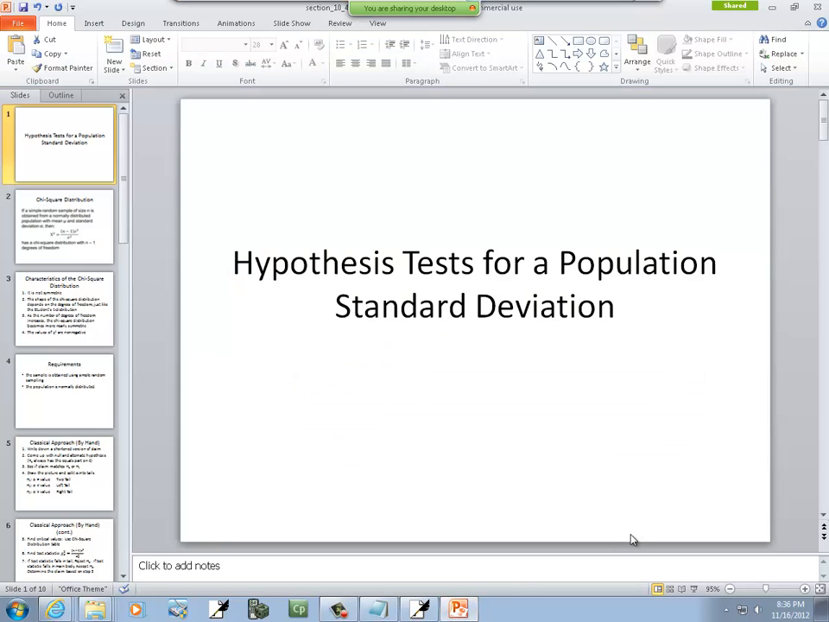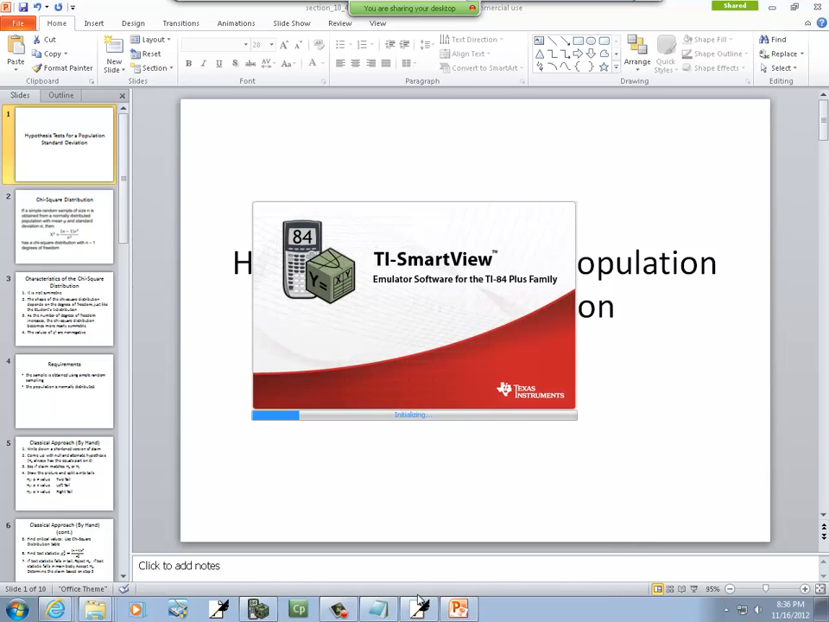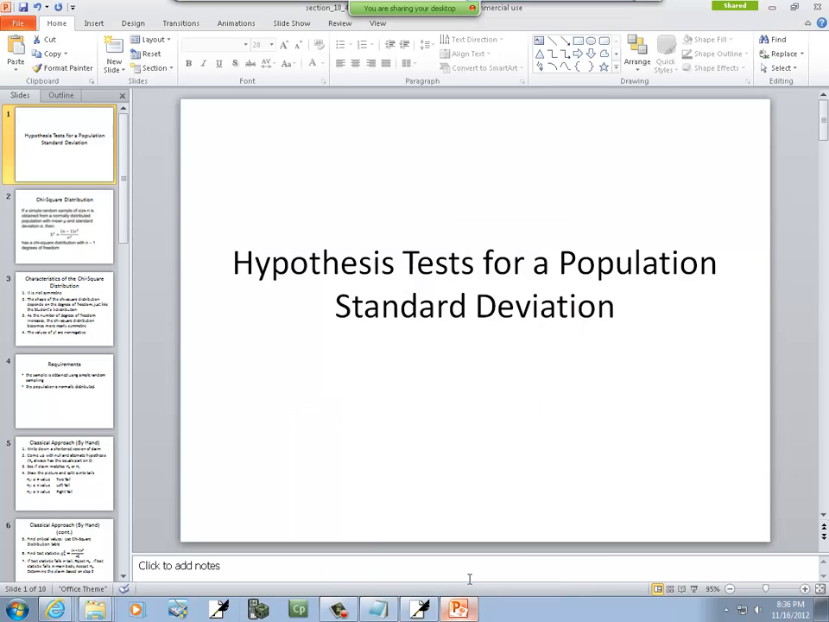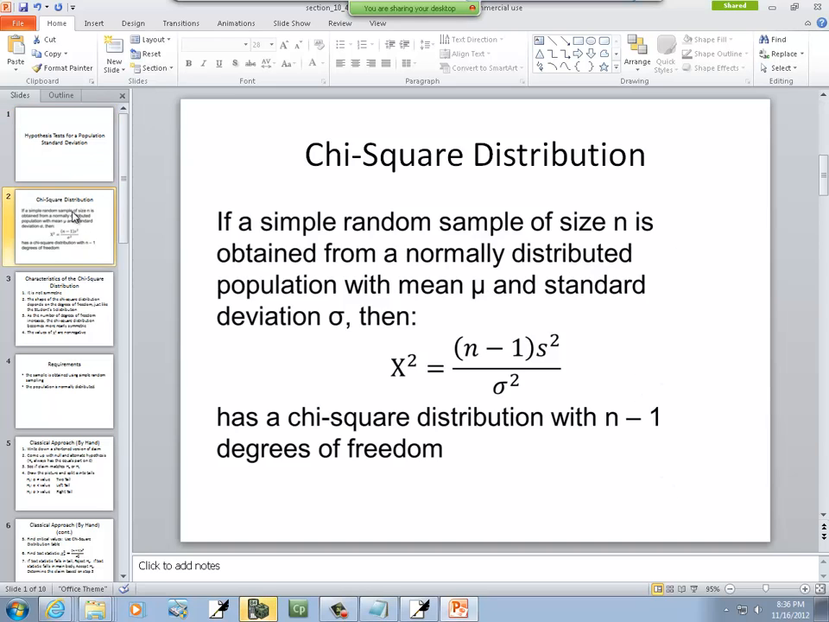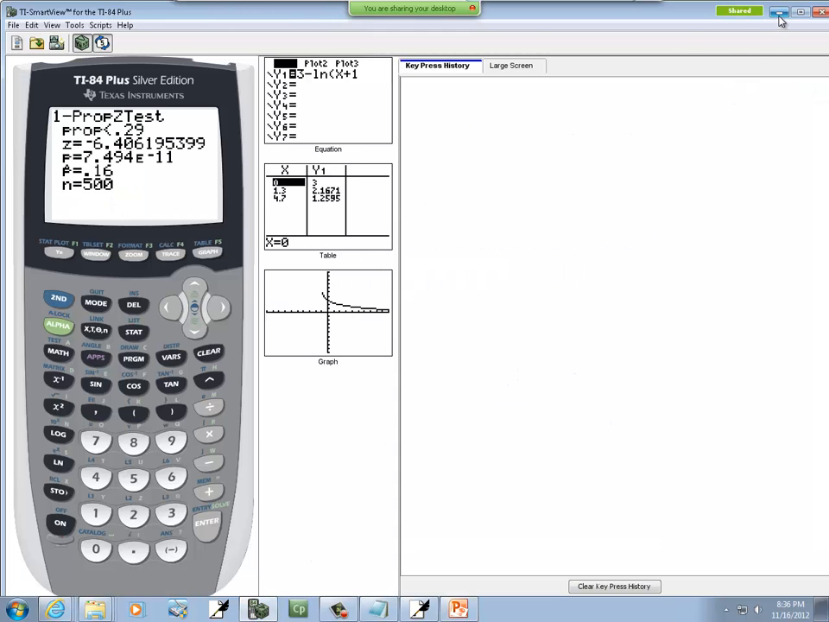Let's take a look at a hypothesis test for a population standard deviation. This is pretty well done by hand using tables and so forth. Better get my calculator going here. There is no TI-84 calculator function really to do any of this.